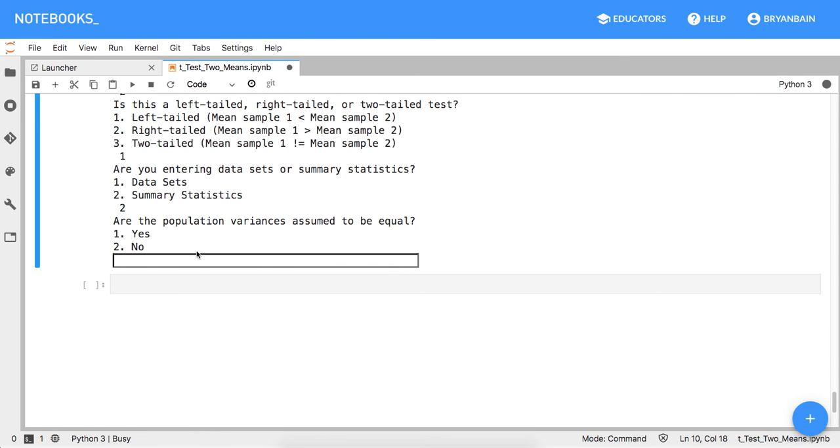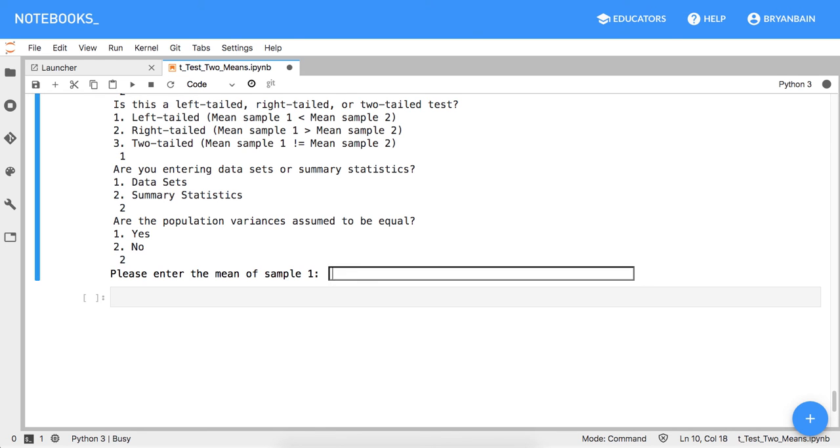All right, the population variance is assumed equal. This is the part where we have the option to pool or not. And again, for this section, unless it says otherwise, we're going to assume the answer is no. So here you do have the option for 1. If you select 1, that is using a pooled variance. But we're going to use option 2.